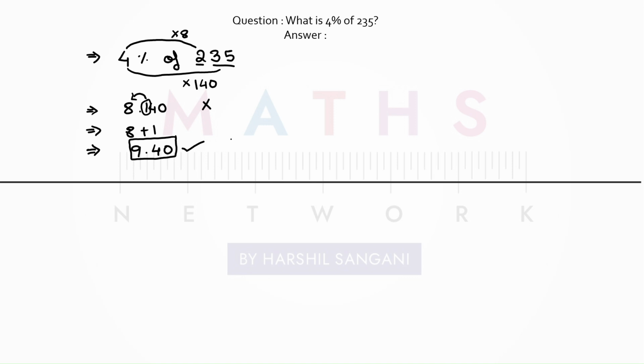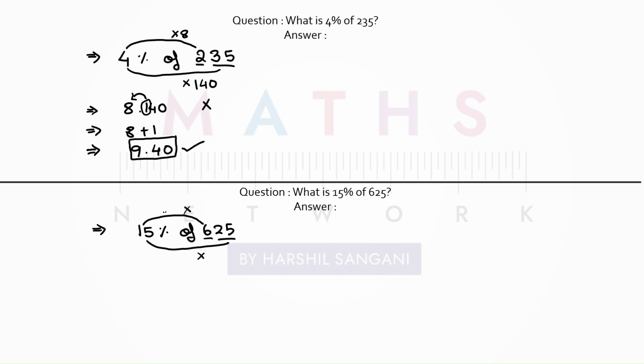Let's solve one more question like this, that is what is 15% of 625. So here I'll note this down, that is 15% of 625. We break 625 into two parts, 6 and 25. Now we first multiply 15 with 6 and then multiply 15 with 25. Guys, when you multiply 15 with 6 you get 90, and when you multiply 15 with 25 you get 375.